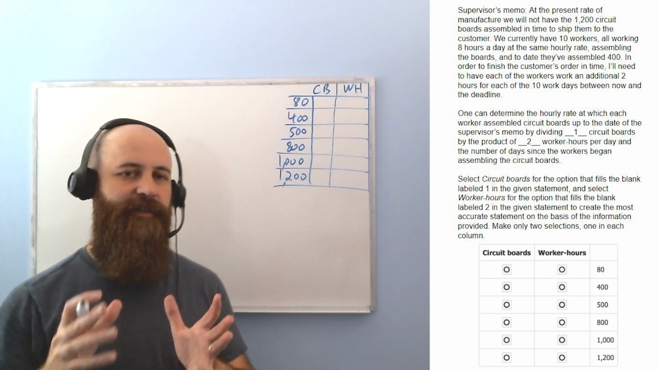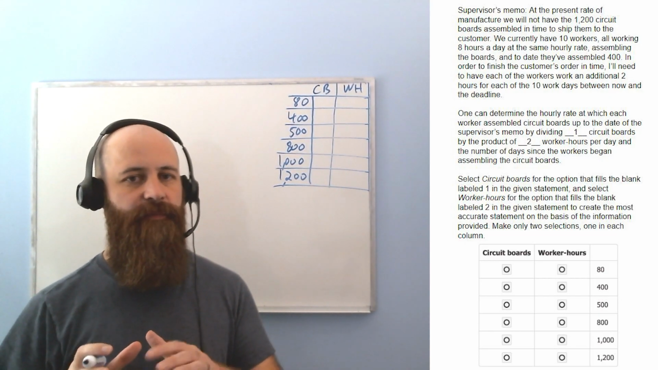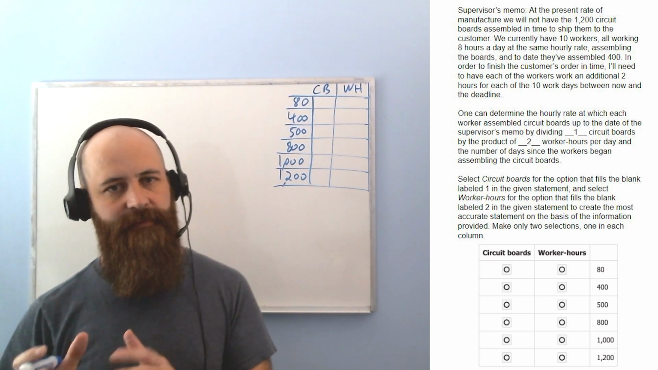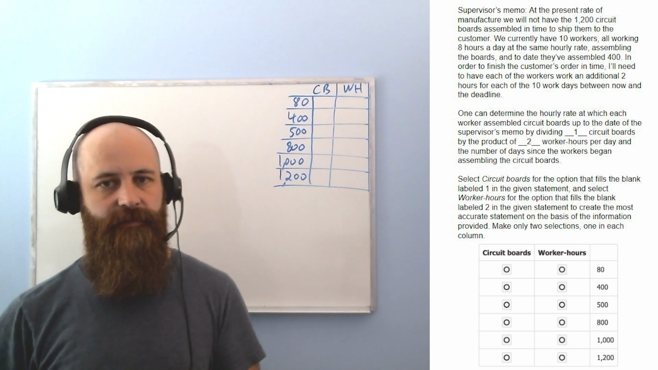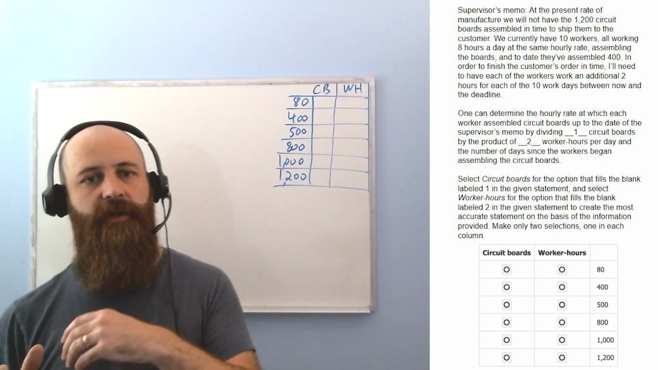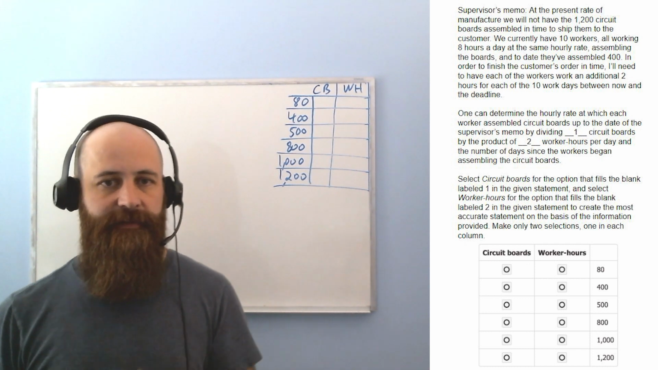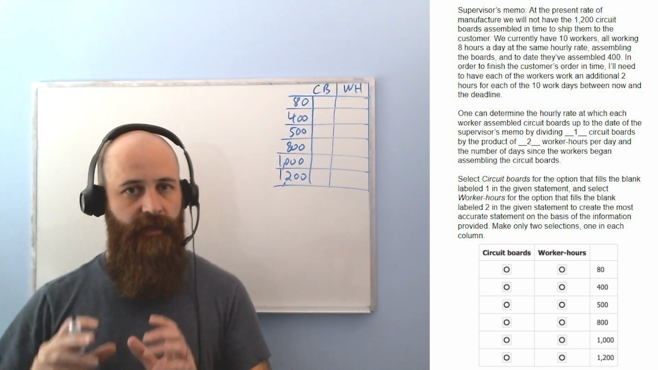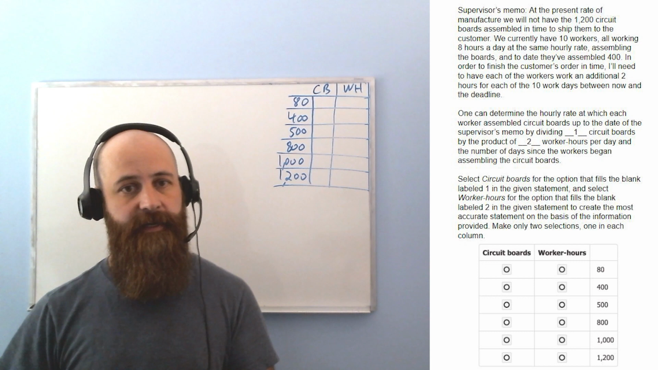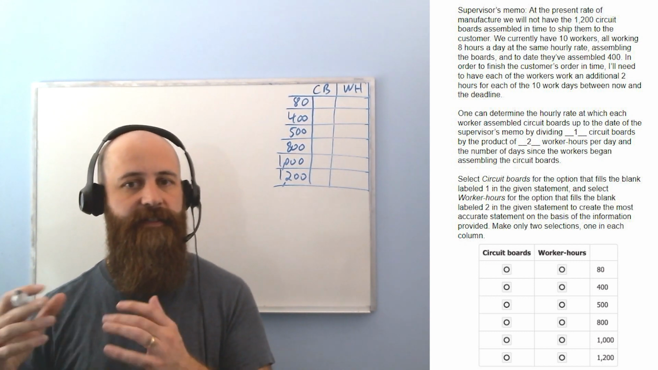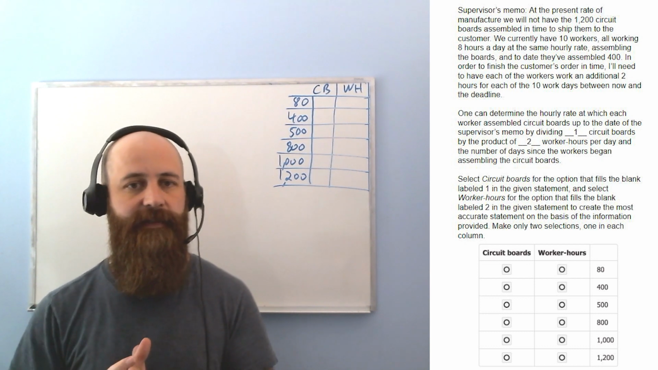All right, let's take a look at this one. Supervisor's memo: at the present rate of manufacture, we will not have the 1200 circuit boards assembled in time to ship them to the customer. We currently have 10 workers, all working 8 hours a day at the same hourly rate, assembling the boards, and to date they've assembled 400. In order to finish the customer's order in time, I'll need to have each of the workers work an additional 2 hours for each of the 10 work days between now and the deadline.